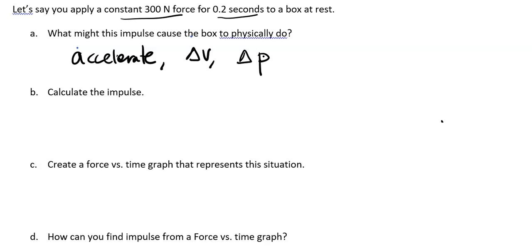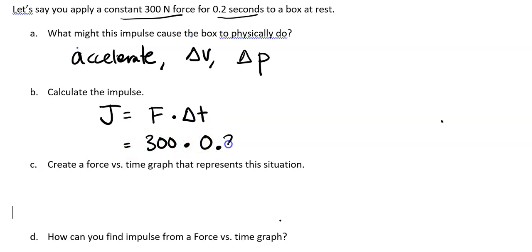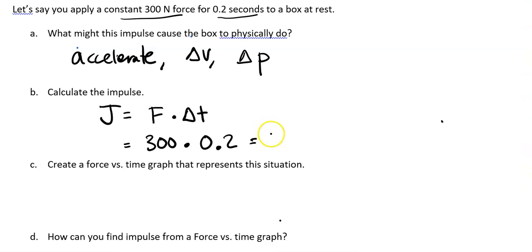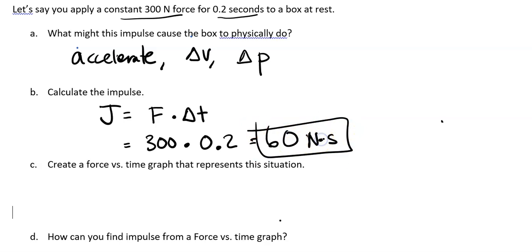So let's go ahead and calculate the impulse. The impulse J is going to be force times change in time. So the force is 300, change in time is 0.2. So 300 times 0.2 is 60. And again, the units are newtons times seconds. We're multiplying those two. Cool.